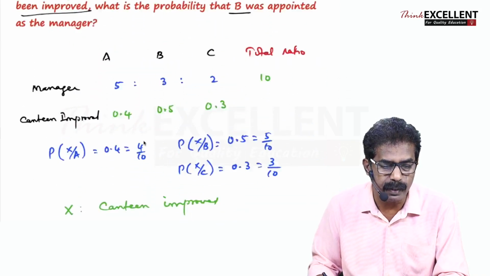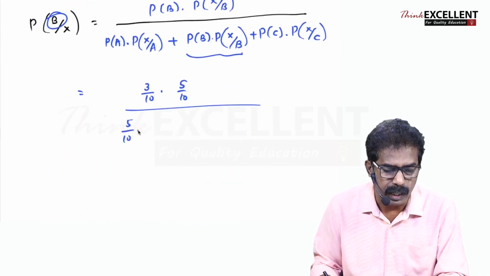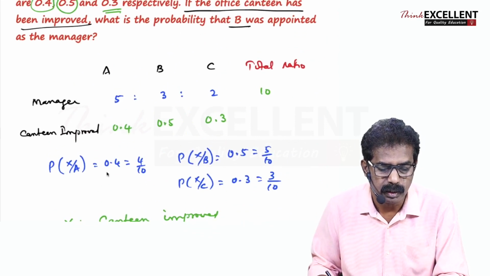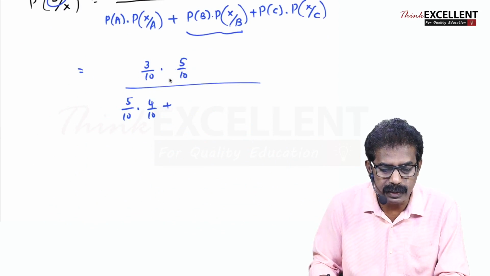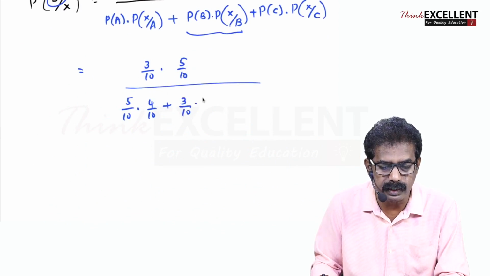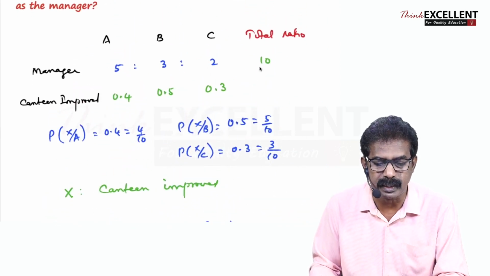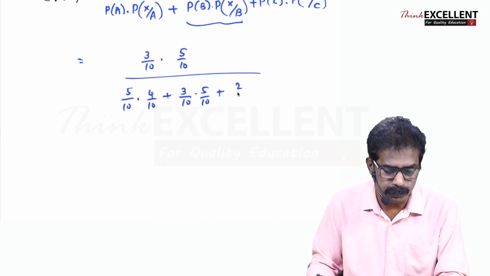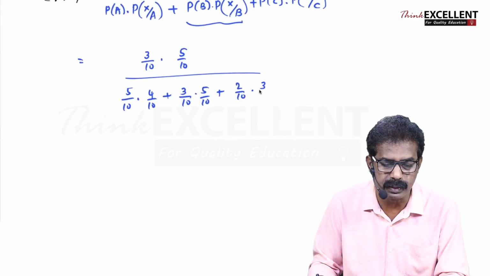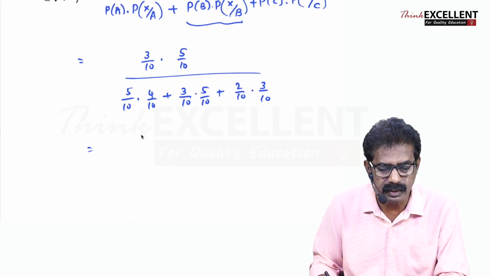Denominator P of A. A becoming manager is what? 5 by 10. And improves the canteen is P of X given A, 4 by 10. Plus second one already in the numerator written, 3 by 10 into 5 by 10. And the last one, P of C. P of C is 2 by 10. The improves the canteen is 3 by 10. 2 by 10 into 3 by 10. So I'm not cancelling anything. 5 3s are 15 by 10 into 10, 100.